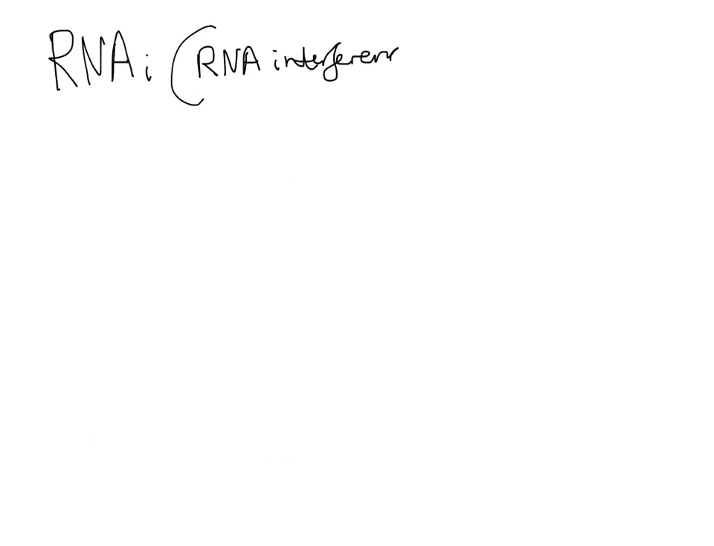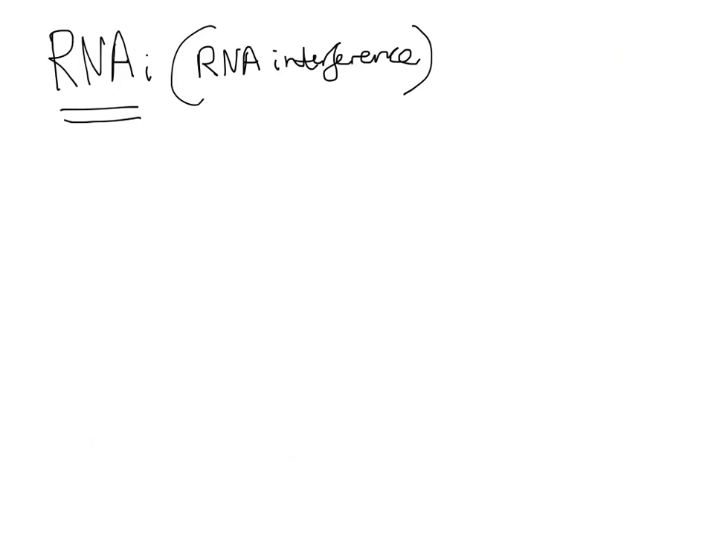Okay, so in post-transcriptional regulation of gene expression, we're going to be dealing with what's called RNAi. Now that stands for RNA interference, because what we have is ultimately the interference of RNA. So we're talking about RNAi, interference to regulate gene expression once transcription is complete.